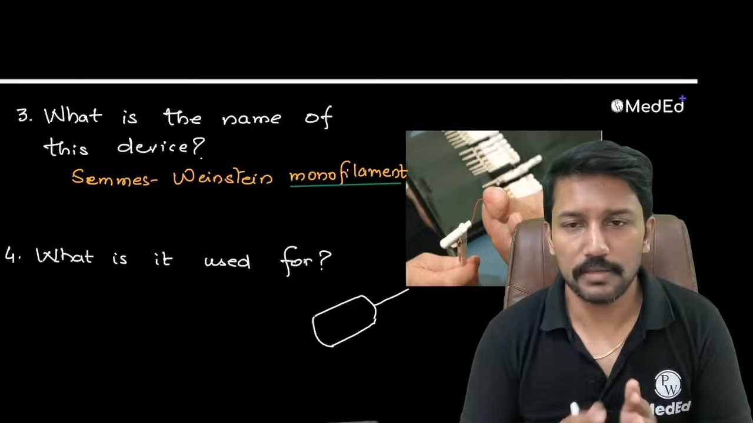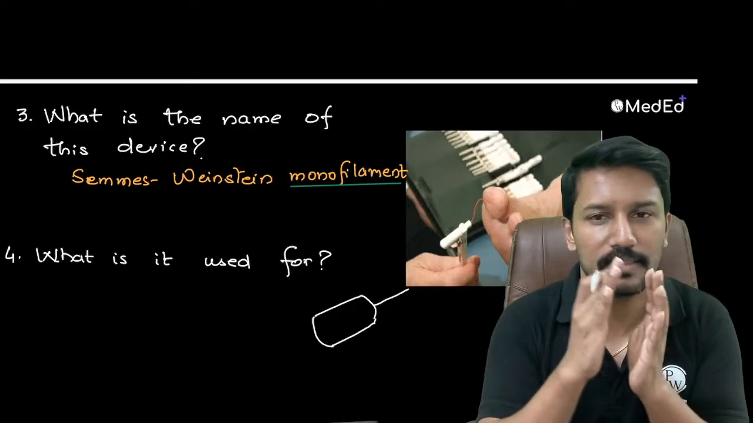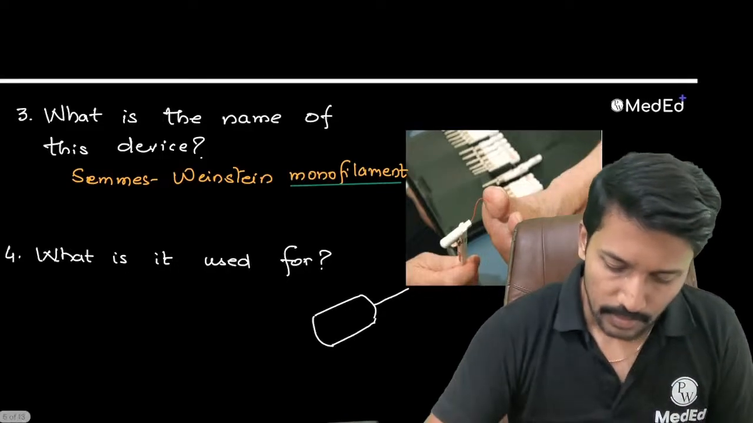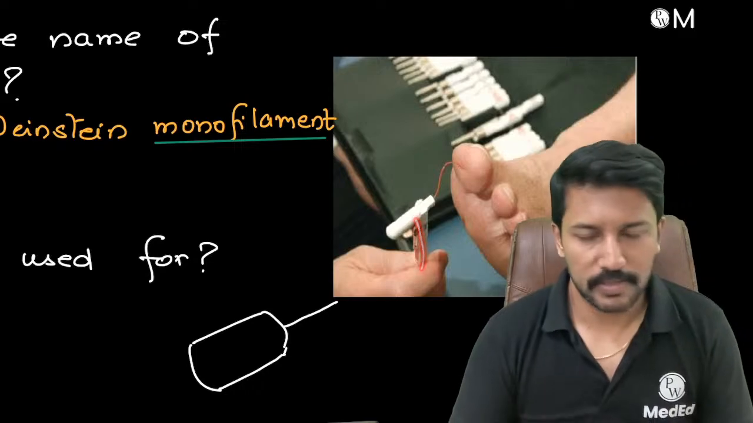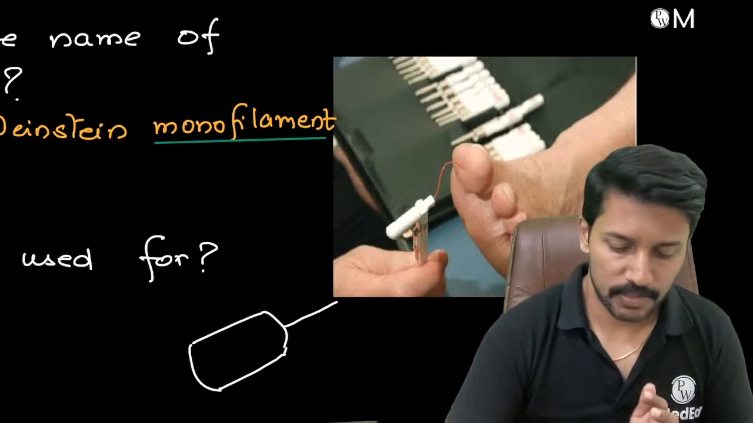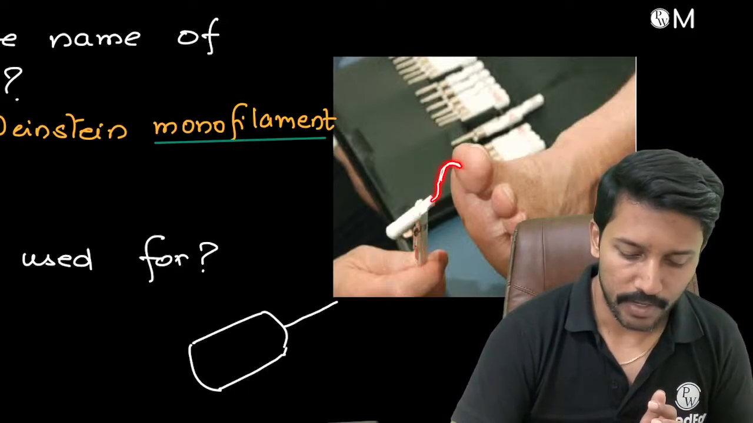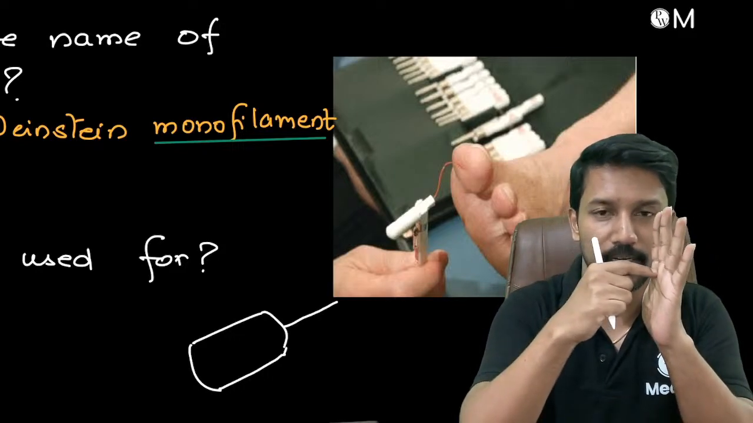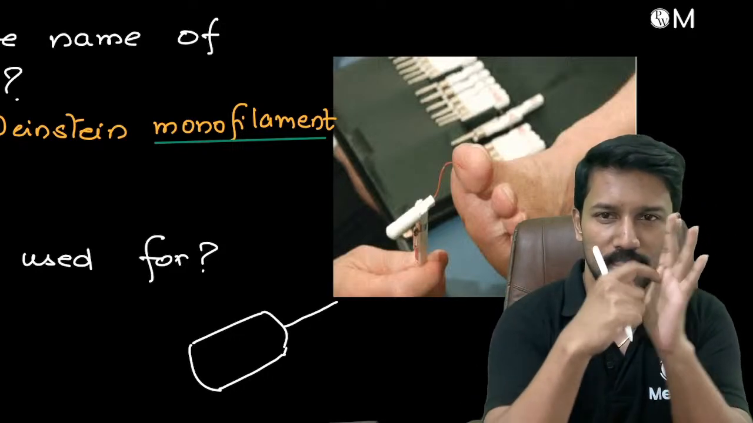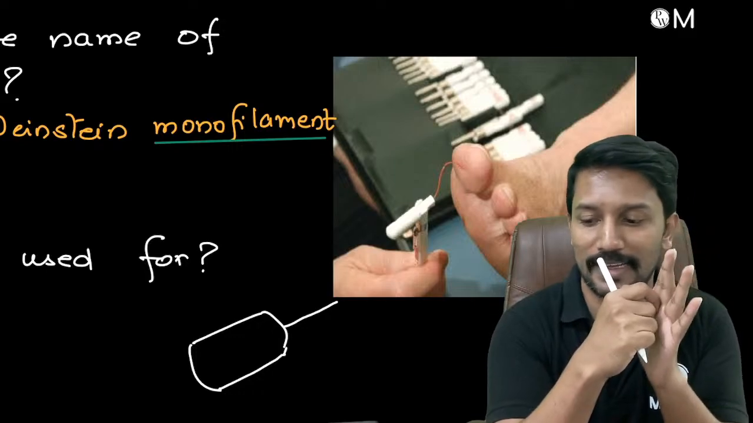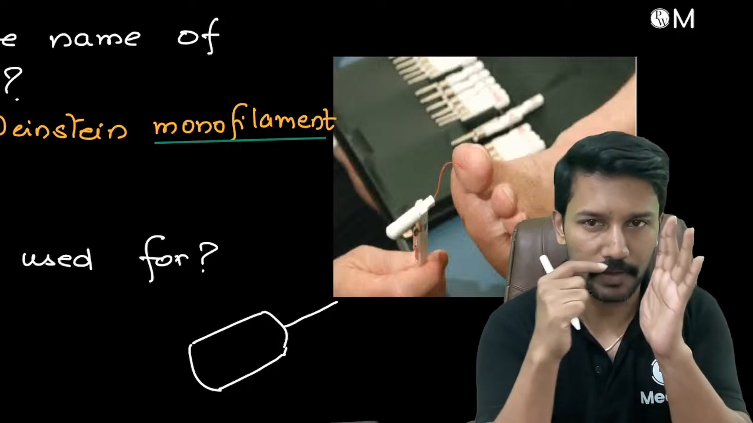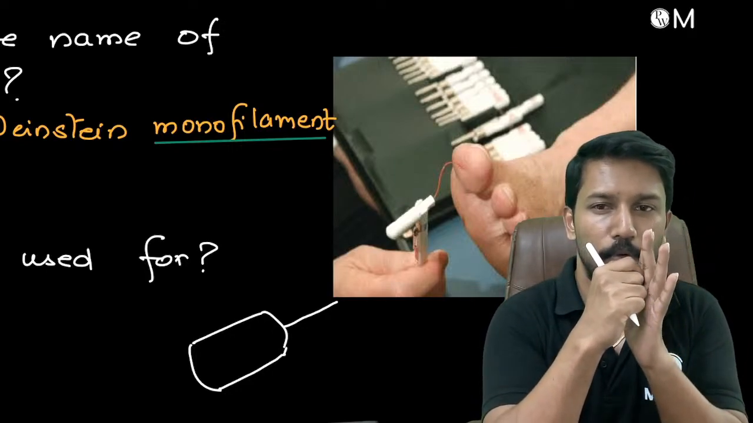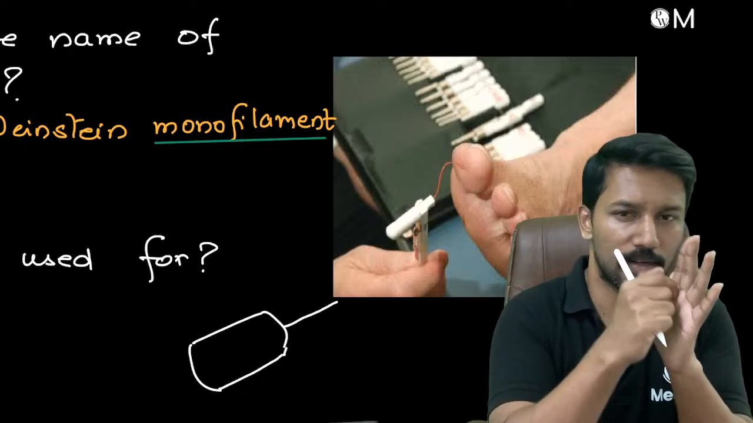What this does is, when we press against the patient's feet, no matter how hard you press, a fixed amount of pressure is exerted by this wire or filament. When you press, it will buckle into a C shape after it has exerted 10 grams of pressure. After it has exerted 10 grams of pressure, it will buckle and further pressure is not transferred.